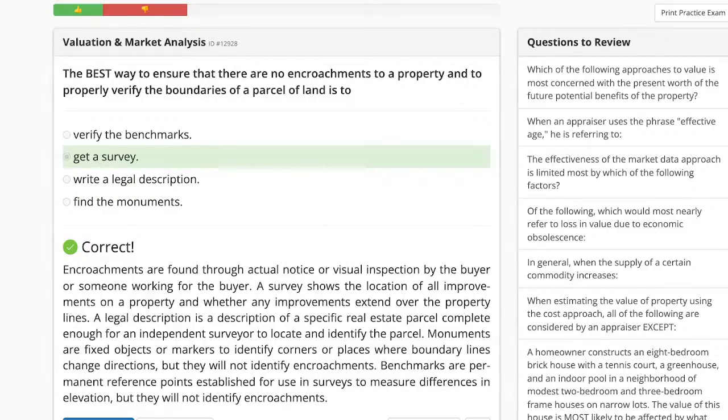Okay, encroachment. That is when your property is on somebody else's. If you have a tree that leans over onto somebody else's property, but is not touching the property, it's just leaning over it, is that encroachment? Yes, and that would be considered an encumbrance. Great job, everybody.